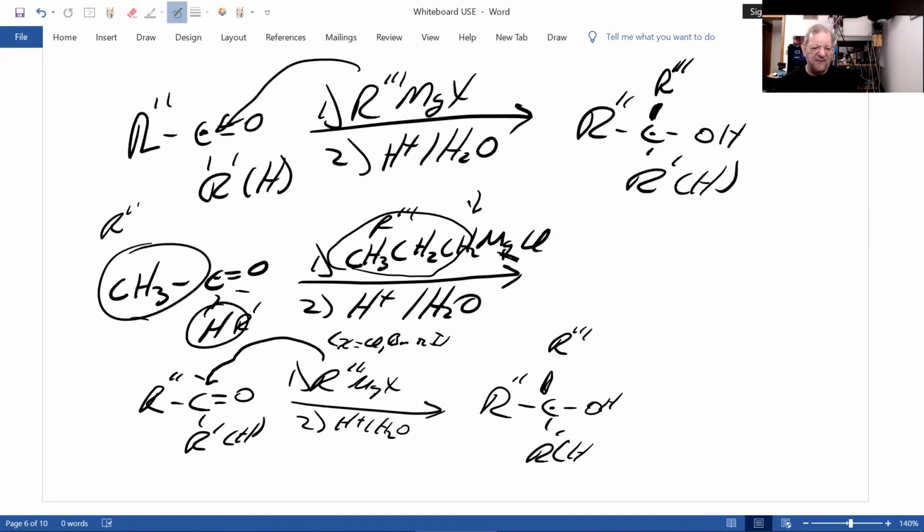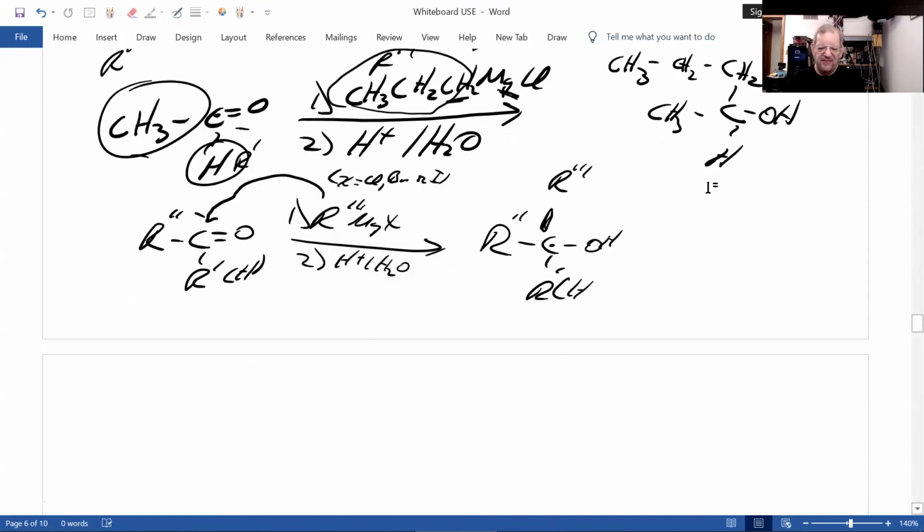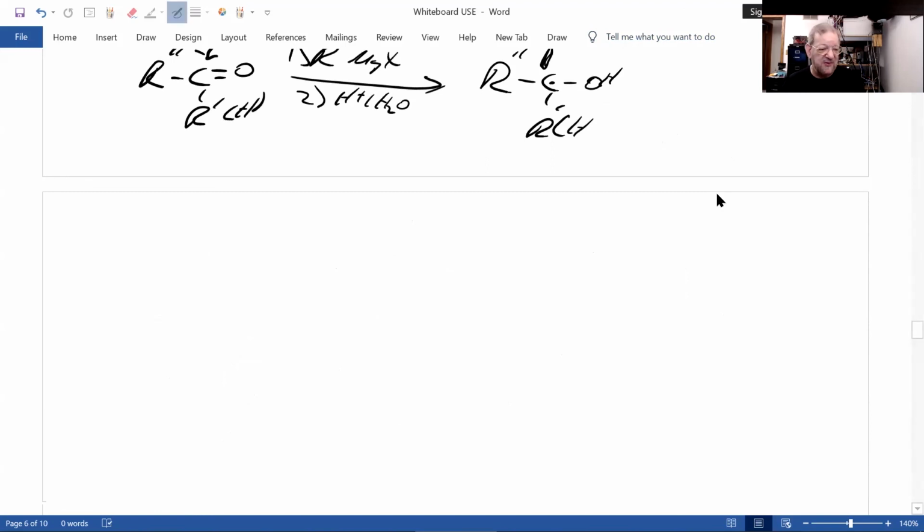Keep my eye on the carbonyl carbon. What's attached to it? H, which is R prime, CH3. This opens up to an alcohol. And what's my R group? 3 carbons. Which carbon has the Grignard? The end. And that's the molecule. Let's do one more, then I'll be finished for today with organic chemistry.